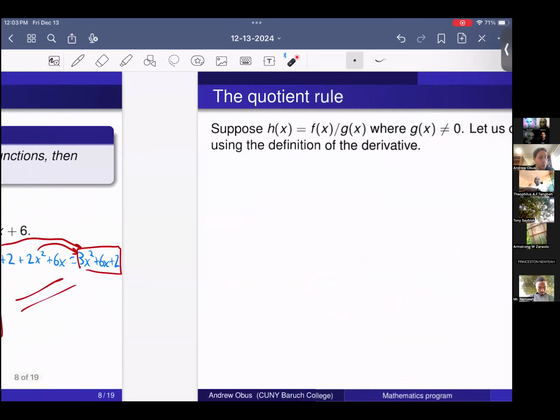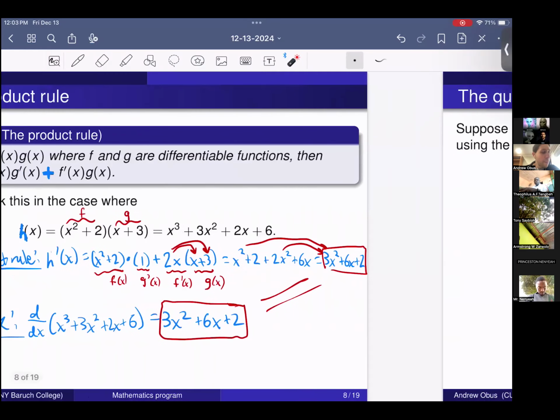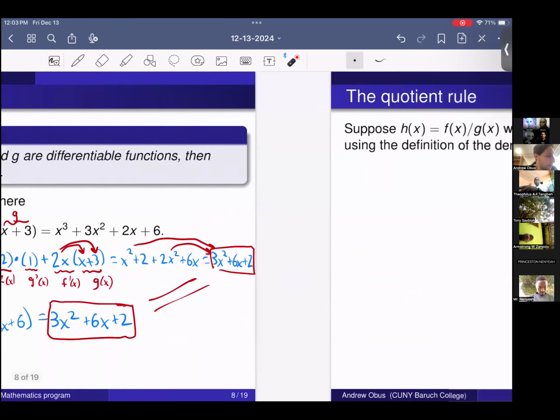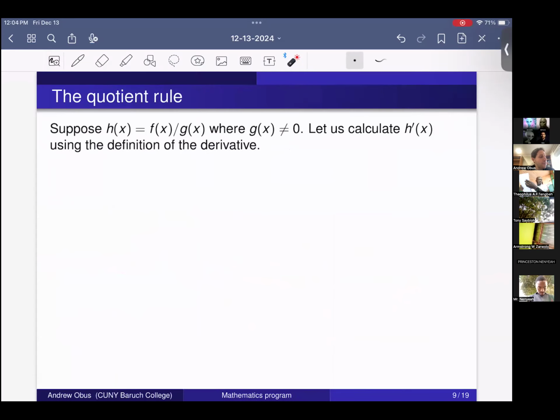Okay. So that's great for products. We'll get more practice with the product rule later. But what about quotients? Let's say that we have a quotient, right? So h of x is f of x over g of x, where g of x is not equal to 0. And so the question is, can we get a formula for a quotient?